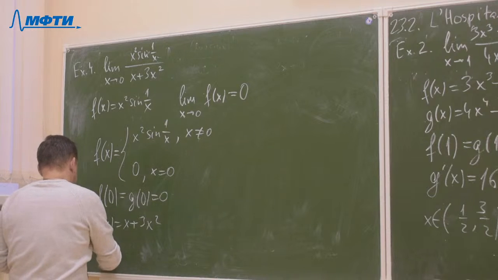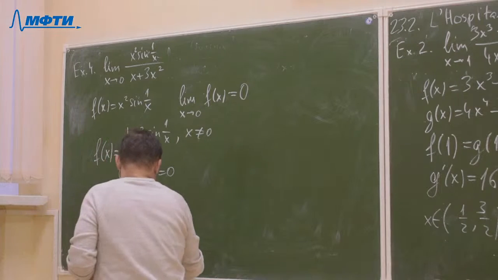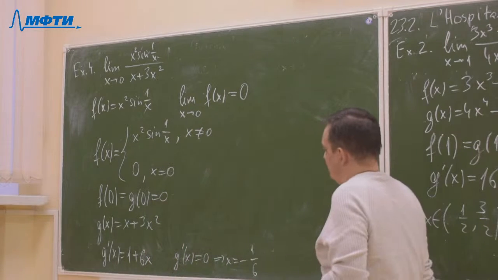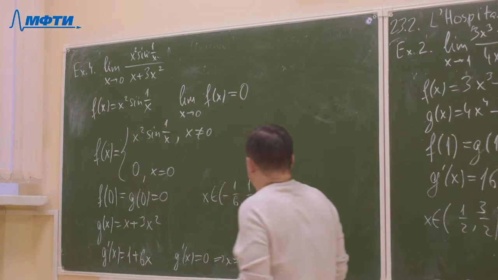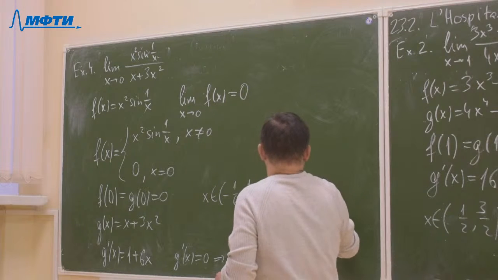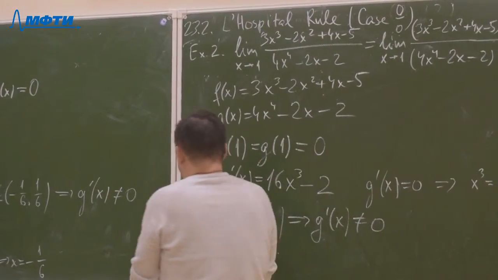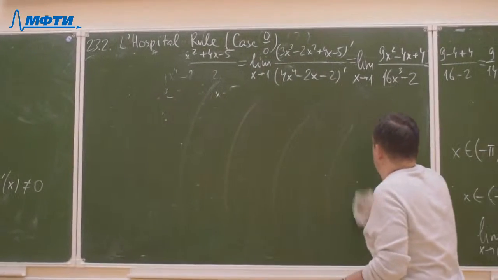Moreover, g prime of x is equal to 1 plus 6x, and g prime of x is 0 for x equal to minus 1 over 6. Hence, on the interval from minus 1 over 6 to 1 over 6, g prime of x is not 0. So that condition is satisfied as well. There is one more condition which we didn't check yet, namely that f is differentiable everywhere. Clearly, f is differentiable everywhere except for 0, but what happens at 0 is not clear.